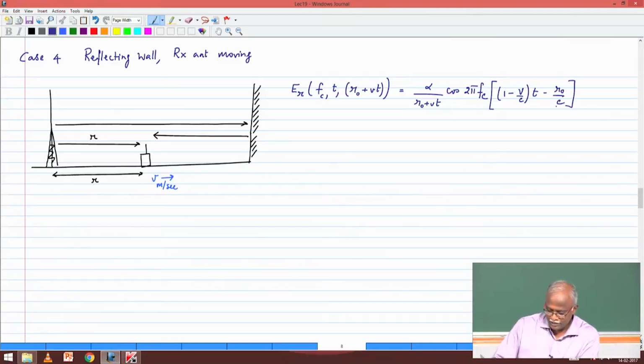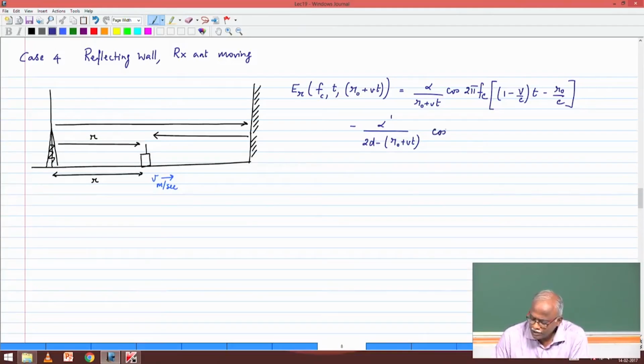Okay, so that's the first term. The second term, I'm going to write it in two steps. Minus sign because of the reflection, which introduces a 180 degrees phase change, and now it's again alpha dash divided by 2d minus R naught plus Vt. It was 2d minus R previously. When R, we are showing it as R naught initial displacement plus Vt. Just substitution, so nothing complicated here.